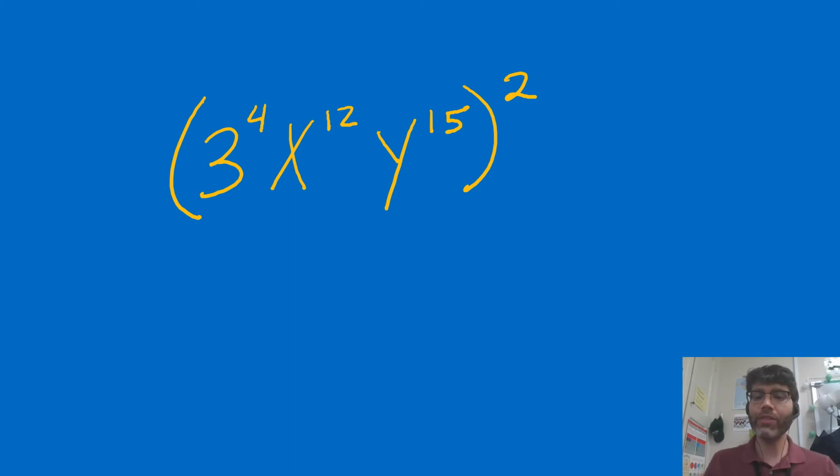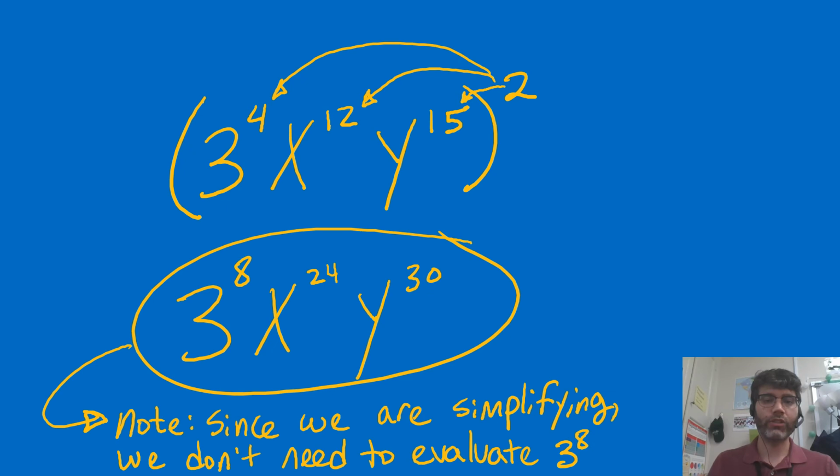Okay, same thing. It looks a little more complicated, but it's the same thing. We're going to distribute this 2 over to all of the exponents. And so we have 3 to the 8th, x to the 24th, times y to the 30th. Now notice, since 3 to the 4th raised to the 2nd power is 3 to the 8th, and all we're doing here is trying to simplify, that is a perfectly acceptable answer.